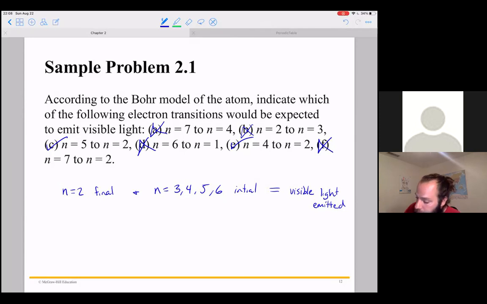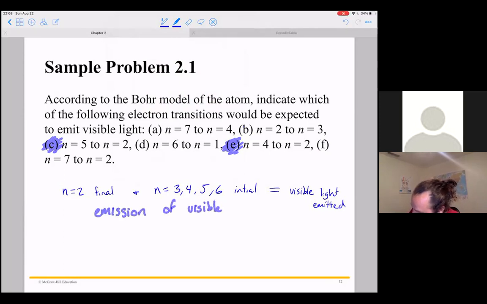Okay, so these guys right here would correspond to the emission of visible light. I do want to say that if we went from, say, something like 6 to 1, that would still be emitting a photon. That photon would just fall outside of that visible spectrum. It'd either be too large or too small of a wavelength for us to see.